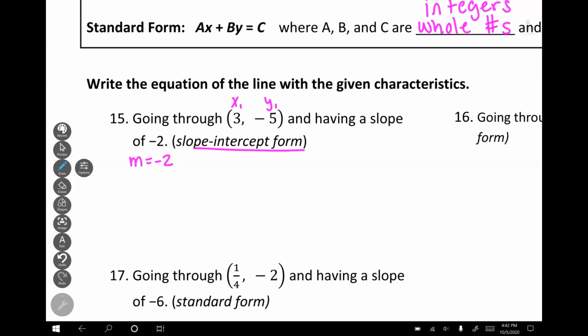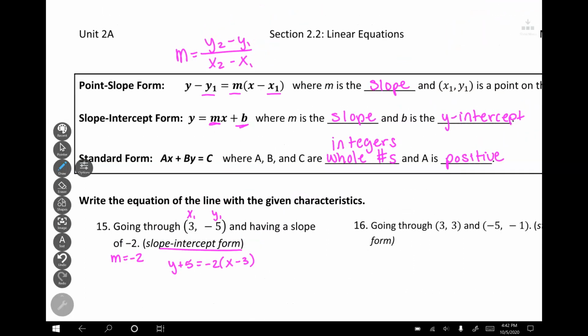We're always going to start out with point slope form. You can do this another way, but I am always going to start out with point slope form. So I will have y minus y1, which is y plus 5, equals m, which is -2, times x minus 3. So I used that first form right here, and I just replaced x1 and y1 with my values and replaced the slope with -2.